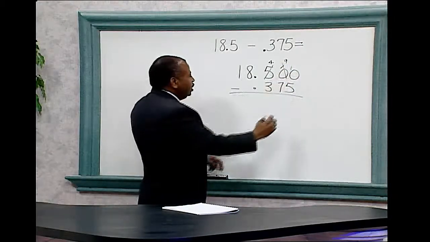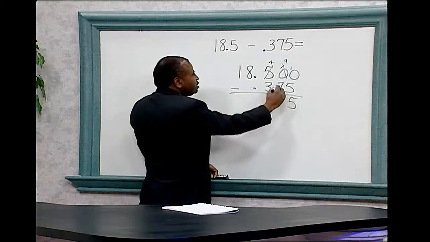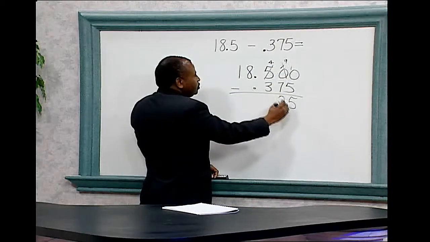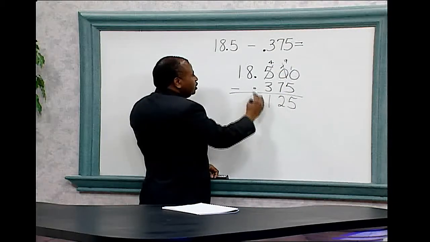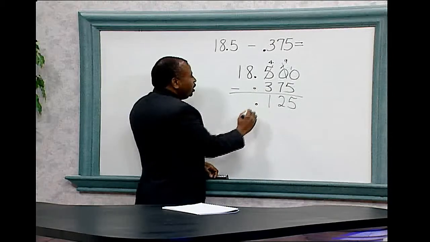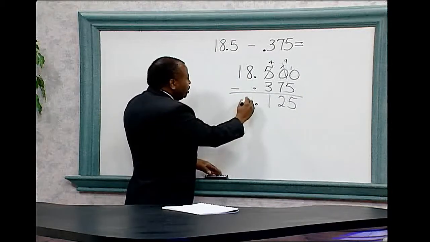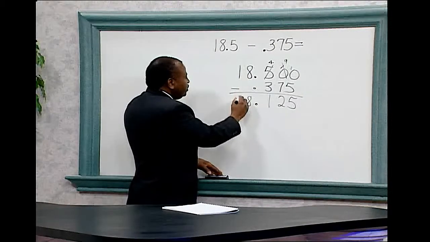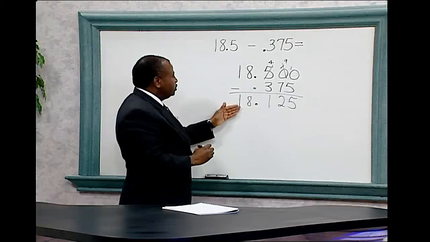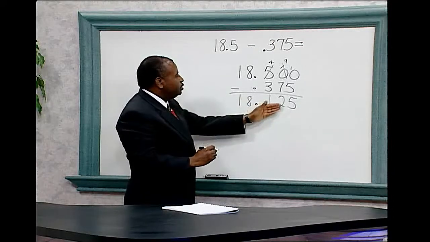5 from 10 leaves 5. 7 from 9 leaves 2. 3 from 4 leaves 1. Bring the decimal point straight down. Make sure the decimal points are in a straight line. Bring down the 18 because there's nothing to subtract from the 18. The answer is 18.125.